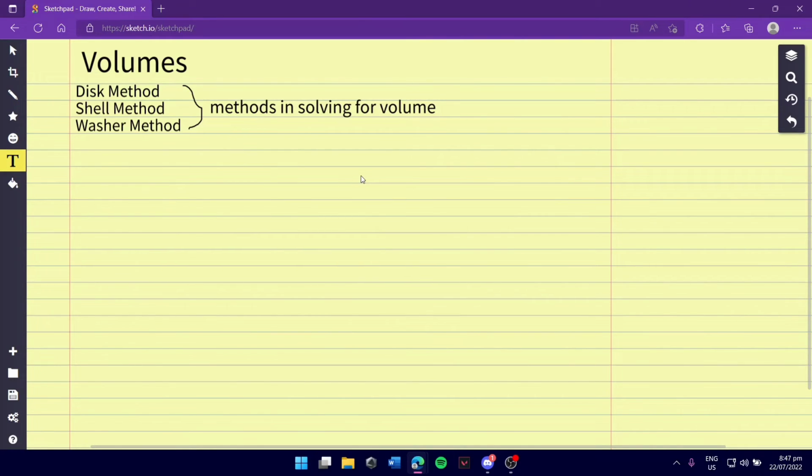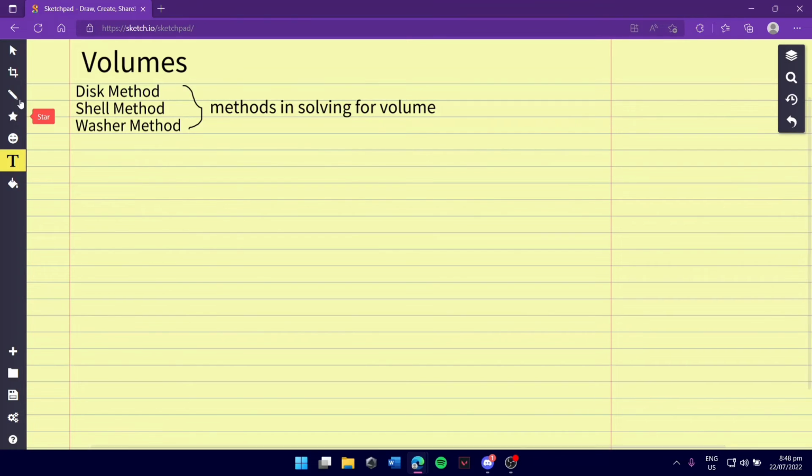So for our next topic, we have volumes. Finding the volumes. So in finding the volume, we have three methods. We have the disk method, the shell method, and the washer method. These are the methods in solving for volume. So first, let us discuss the disk method.